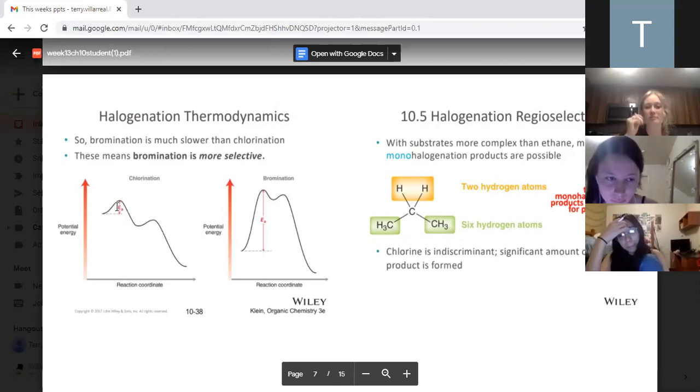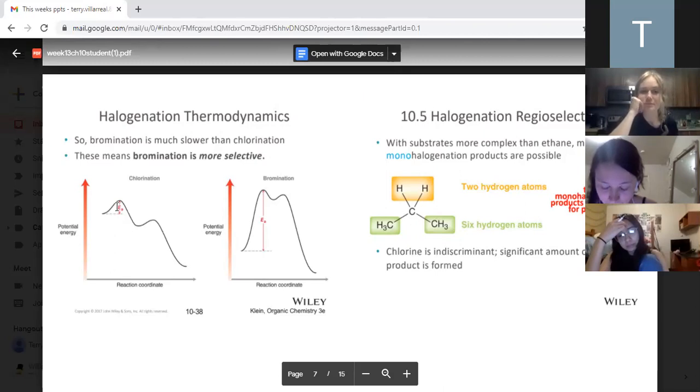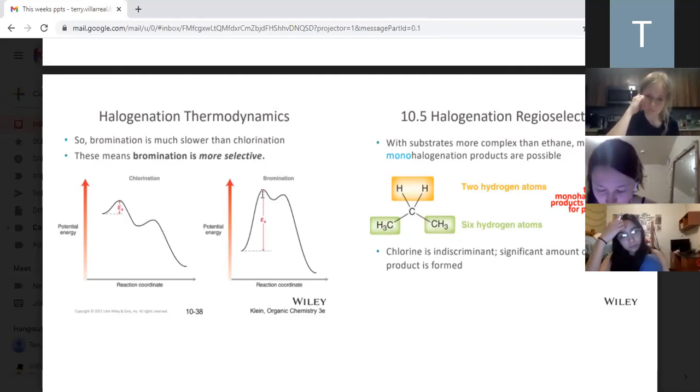Not that high, right? It doesn't need a lot to make that happen. This is why chlorine isn't that selective. Bromine, though, has this very huge activation energy. So what we're going to see with bromine is much more selective.